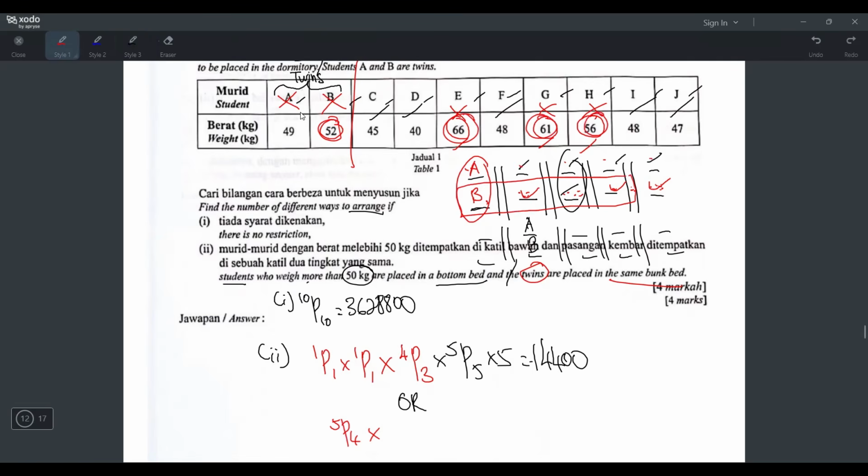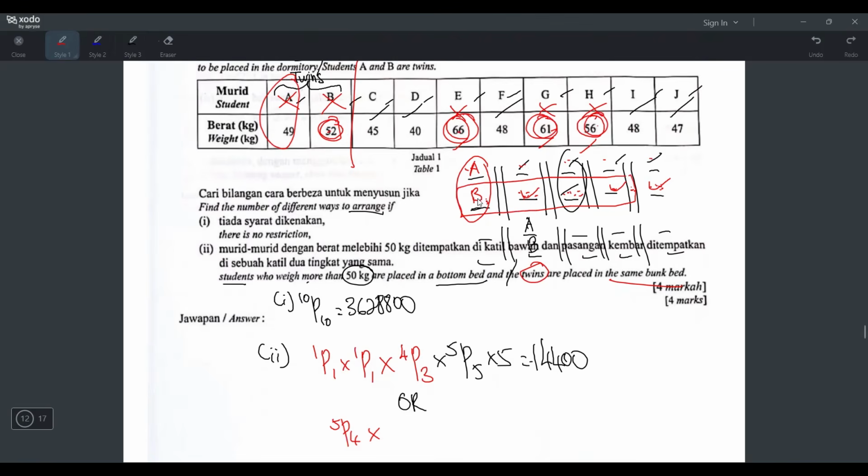But wait, the A has a special condition because this 4 already goes in here, right? The A has to be always above B. That means if B is here, the A has to be here. If B is here, A has to be here. So the A has to follow wherever the B goes. But we don't know where the B goes, right?